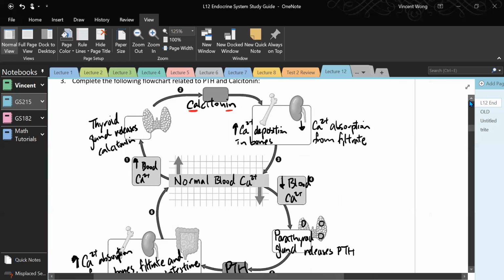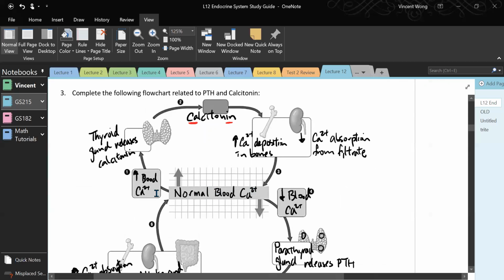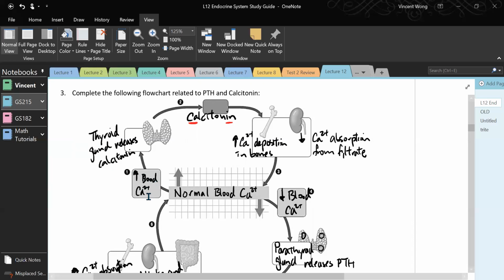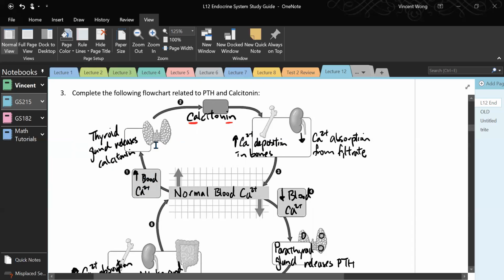So when you have a normal blood calcium level, it's fine. And then if the calcium level is up, this could be because, again, you had a calcium-rich meal or something. You had some cheese, some yogurt, drank some milk, and then some ice cream or something. So that causes your blood calcium level to go up, right? If you have too much calcium, then the thyroid gland will release calcitonin. So the trigger for calcitonin is high calcium level.